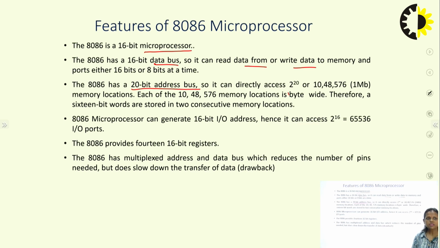8086 microprocessor can generate a 16-bit IO address, hence it can access 2 power 16 IO ports. It provides 14 16-bit registers, and 8086 has a multiplexed address and data bus, which reduces the number of pins needed, but it slows down the transfer of data, which is a drawback.